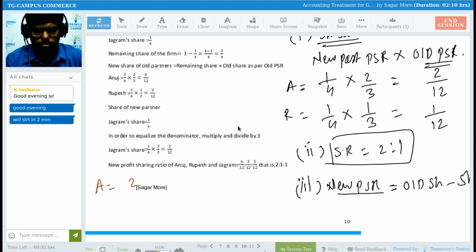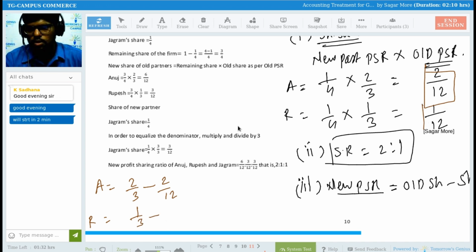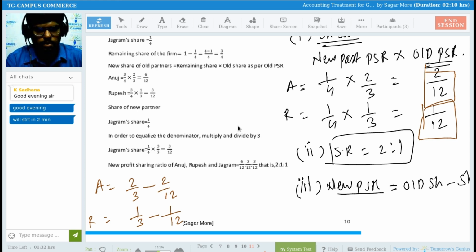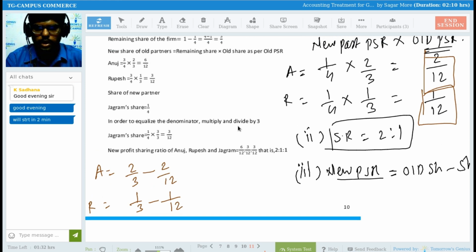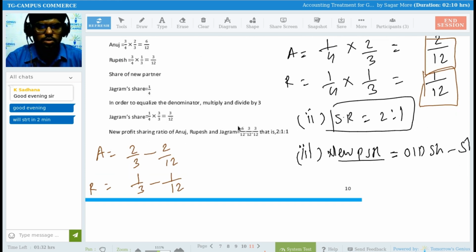For A, old share is 2/3 now, minus share sacrifice of 2/12, right? For R, 1/3 minus 1/12, right? Now solve these.